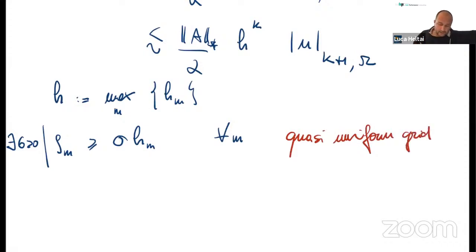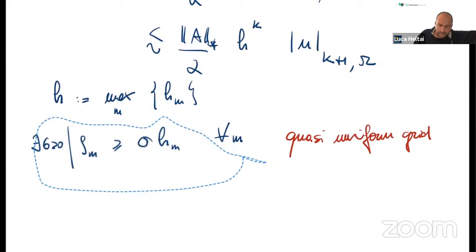And just to be precise, the distinction between quasi-uniform grid and shape-regular grid is simply the fact that in the shape-regular grid, you have that h_m over rho_m, which is 1 over sigma_m, is bounded away from 0, but that doesn't say anything about the fact that these h's are basically the same over all the grids. So the idea is that if you have a quasi-uniform grid, then the grid is shape regular.